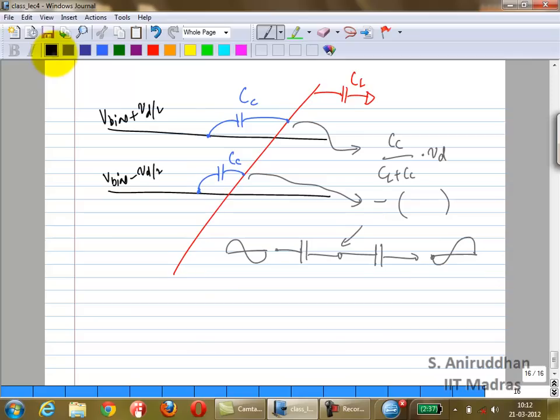So now obviously to take full advantage of this, you need to get a fully differential circuit which is succeeding this.